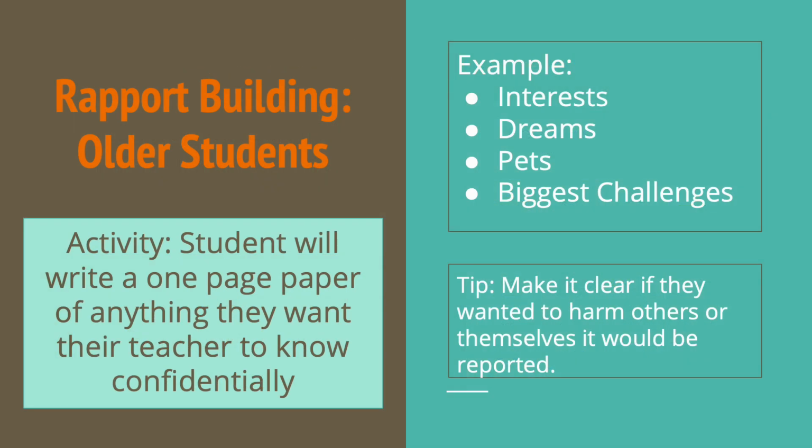For older students, this rapport building activity can be completed once per semester. This activity can provide you as the educator an insight into the student's home life and how you can better serve them individually. This activity would be a paragraph or a one-page paper allowing the student to describe anything they want you as the educator to know. This can include their interests, dreams, biggest challenges, etc. Remember to explain to the students this is a confidential paper, but if a student describes harm to others or themselves, it must be reported.